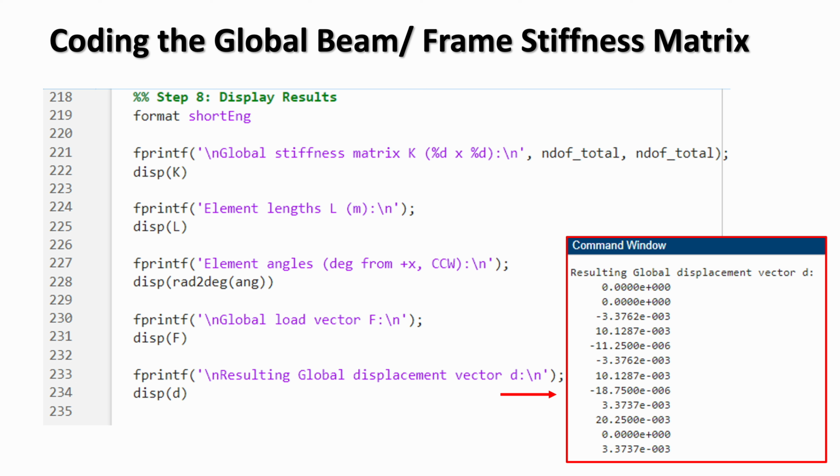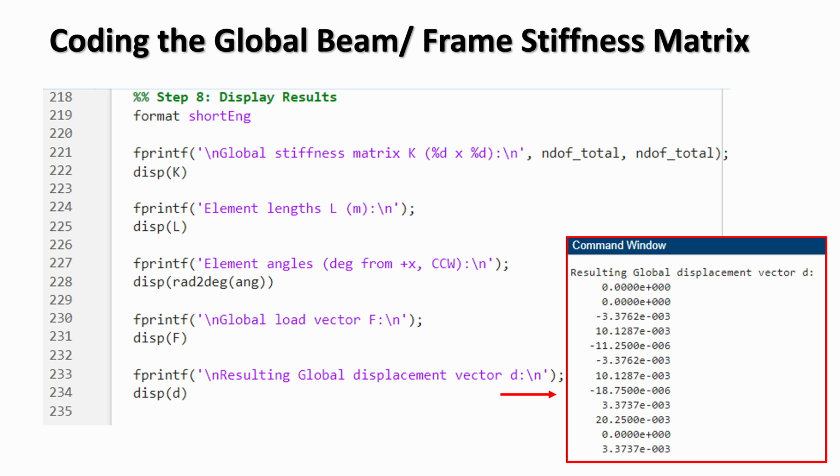At the end of the program, we display the main results to verify that the analysis has been assembled and solved correctly. The display format is changed to engineering notation so that values appear convenient. We first print the global stiffness matrix, followed by the element lengths and angles. The angles are converted from radians to degrees for easier interpretation, measured counterclockwise from the global plus x-axis.